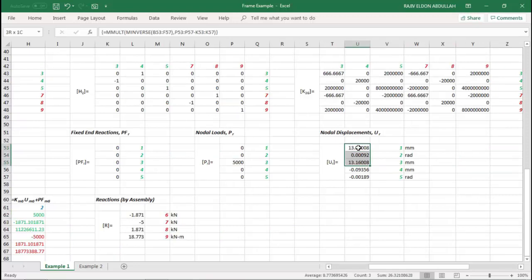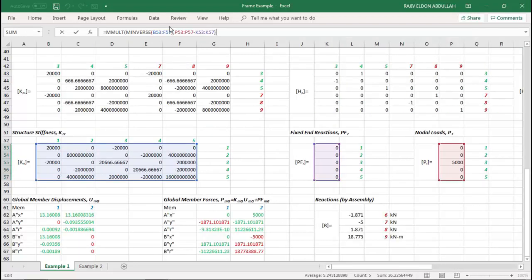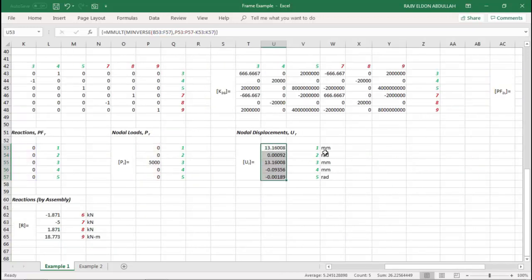Now, you can get UMG, you now proceed to UR, yeah, this one. And you do this by following this formula. You first multiply the inverse of KRR to the difference of PR and PFR. Then you should get UR. Okay. Don't forget to indicate the appropriate units, millimeters, radians. Okay, that depends on the degrees of freedom. So since freedom 1 is horizontal, that's in mm. Freedom 2 is rotation, that's in radians.